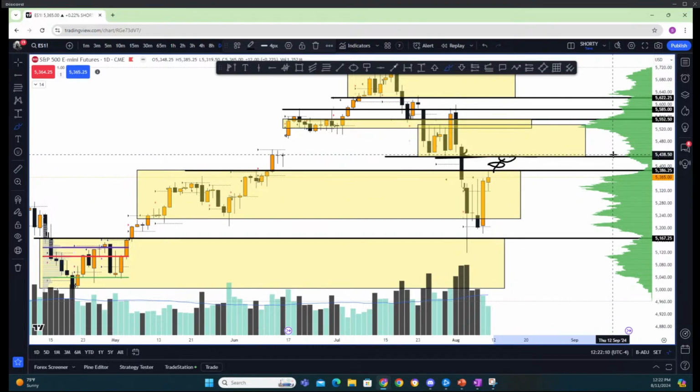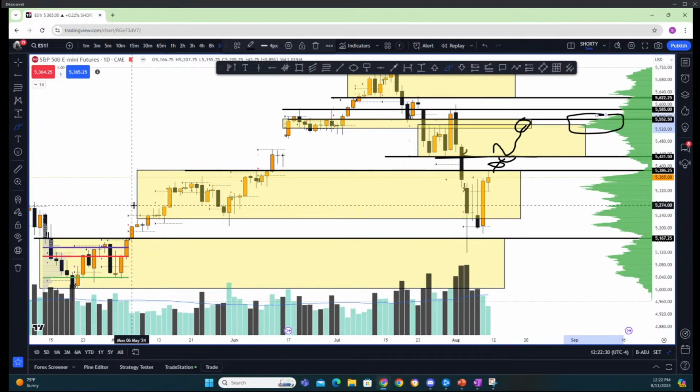If they're able to get inside the 5431, that opens up the doors, right? That opens up the doors to about 5520. Because that means that you're accepting this value, and when you get inside the value, the rule is that you're most likely going to test the opposite extreme, which happens to be what? On volume profile.